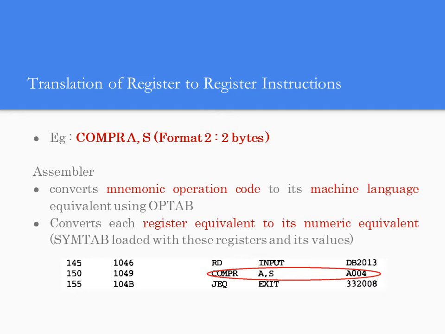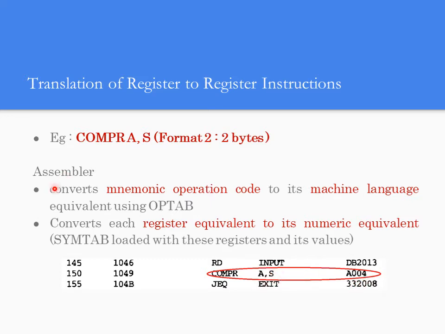In format 2, the instruction takes 2 bytes, where the opcode takes 8 bits, 1 byte, and the registers mentioned in the instruction take 4 bits each. Here you can see COMPR has opcode value A0, and the register numbers of these two registers are directly represented in the object code. The A accumulator register has a value 0 and S has a value 4. This is how it's getting converted to object code.